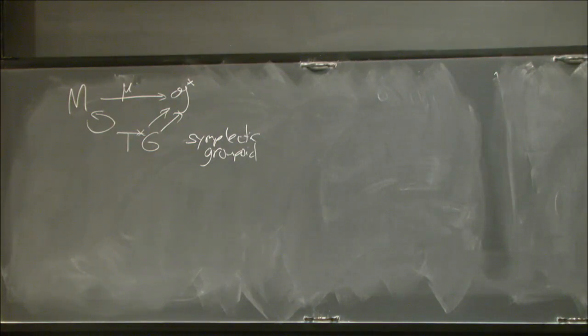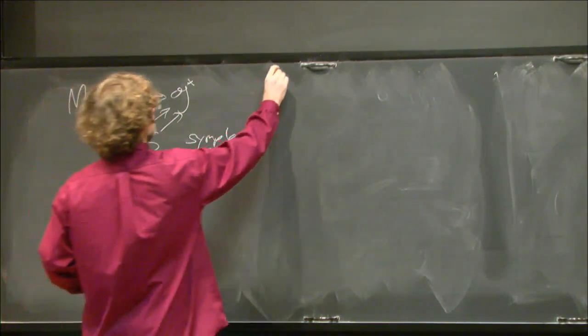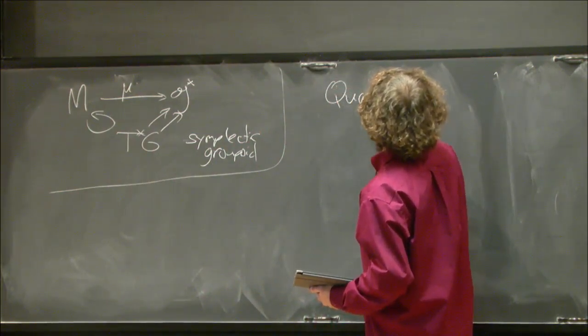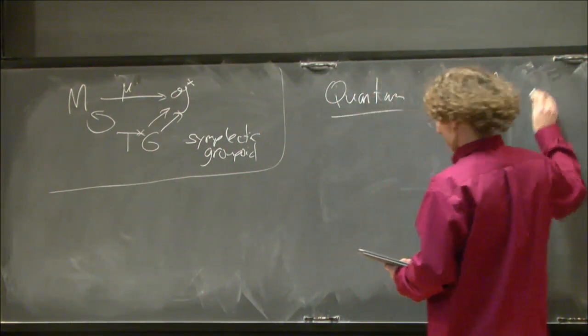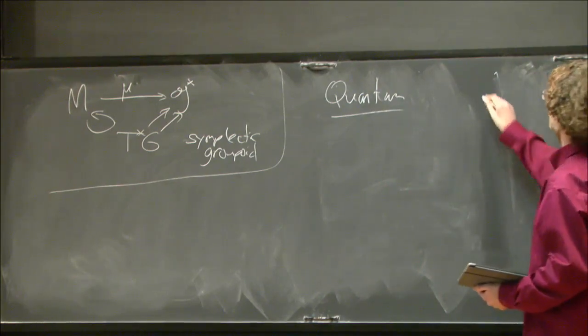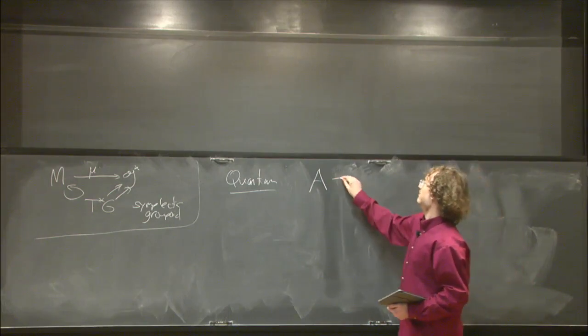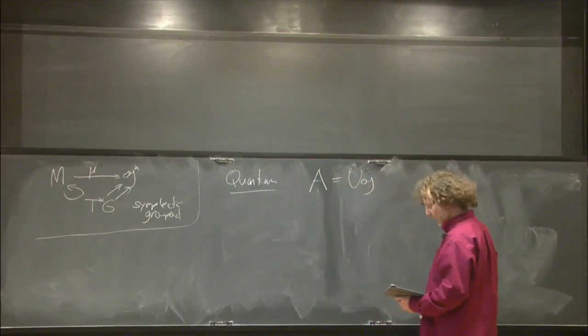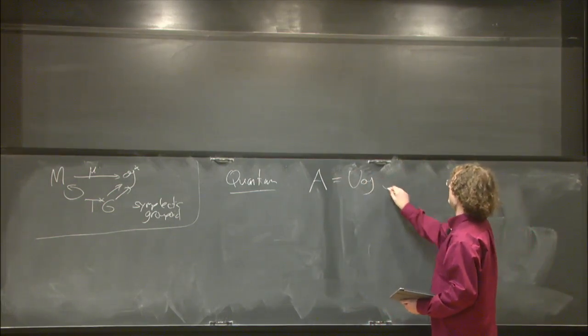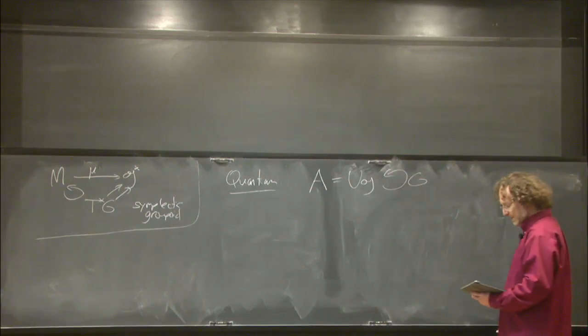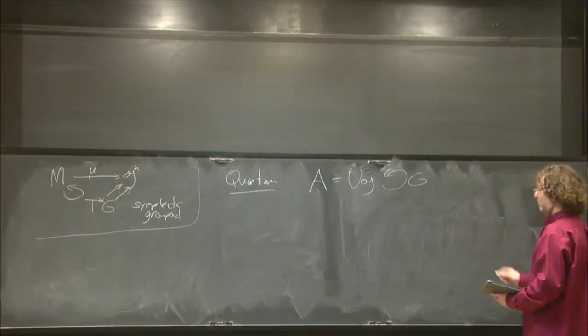Now I would like to talk about the quantum version. So what's the quantum version of all this? What's a quantum Hamiltonian G action? So again, let's start with the basic example. Let's take A to be an associative algebra. So for example, UG. And UG carries an action of the group G from the conjugation action of G on its Lie algebra. And you can think of this as giving a symmetry.